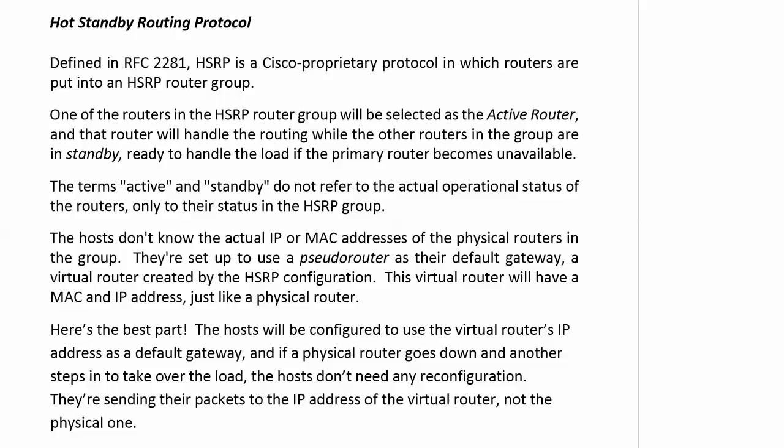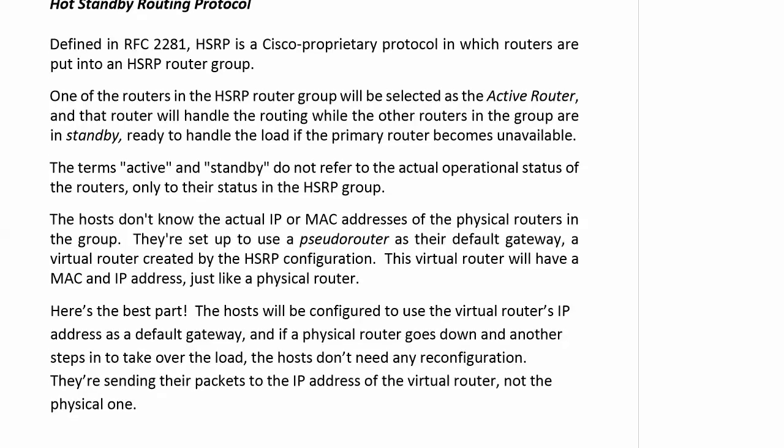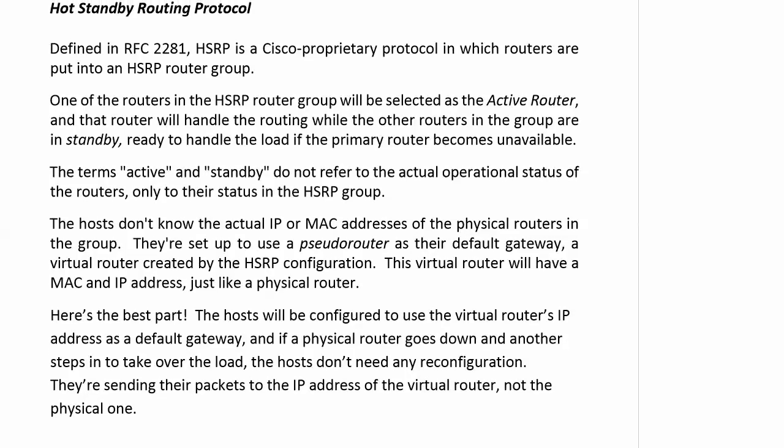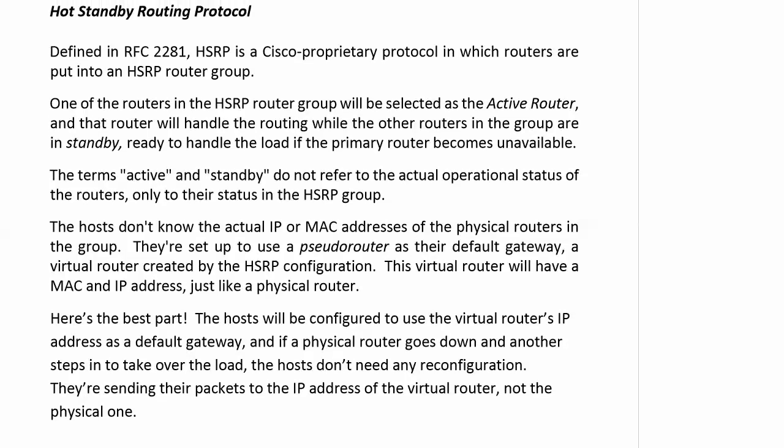That's the best part of HSRP, because if one of the physical routers in our group goes down and another one steps in to take over the load, it's totally transparent to the host. They don't need to be reconfigured. They don't need to have their default gateway changed. Nobody's going to panic. They're sending their packets continually to the IP address of the virtual router, not the physical one. And that's really HSRP in a nutshell. There are other features that you'll learn about in your CCNP studies, but this is the fundamental reason we use HSRP, and you're going to see it in action here in just a moment.